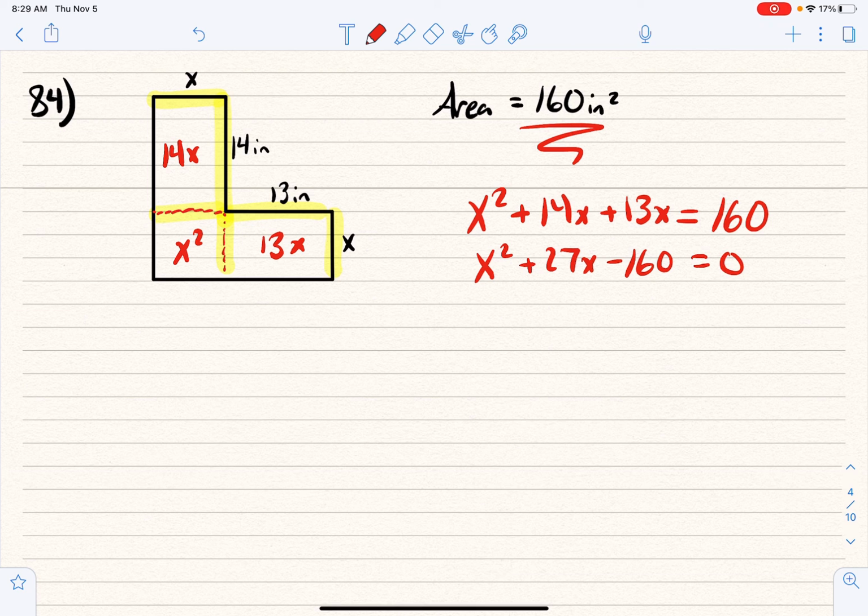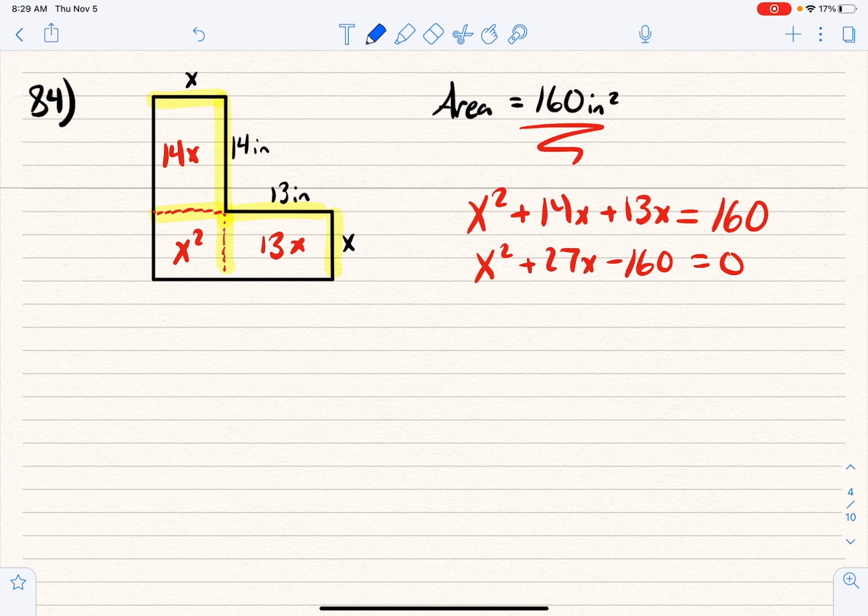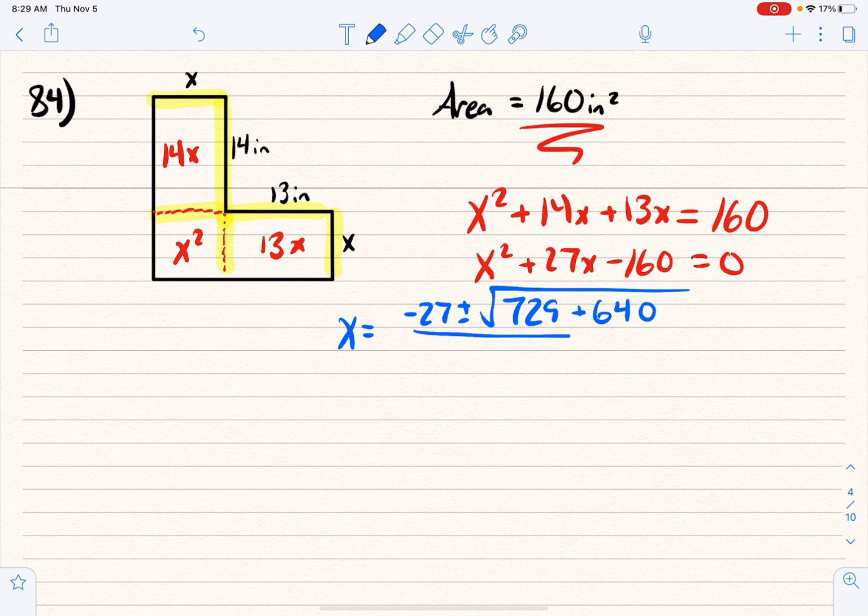I'm not going to use completing the square because I have that odd value in the middle, and I'm a big sissy about that. And so I'm just going to use the quadratic formula and say x is equal to negative b, that's negative 27, plus or minus the square root of b squared. Now 27 squared is what, 729? Minus 4 times a times c. Well, 4 times negative 160 is going to be negative 640. That's going to change that sign. Looks like that. All over 2a, which is just 2 in this circumstance.